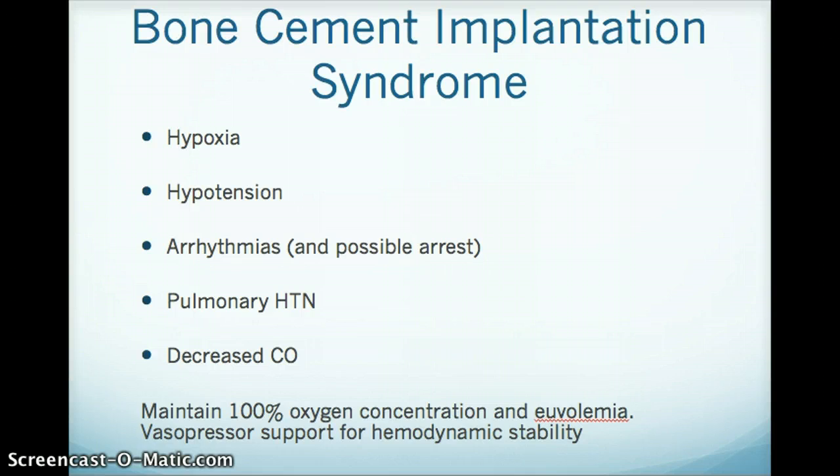The signs and symptoms of bone cement implantation syndrome include hypoxia, hypotension, arrhythmias, pulmonary hypertension, and a decrease in cardiac output. If these symptoms occur, provide 100% oxygen, ensure the patient's fluid status is adequate, and use vasoactive medications to maintain hemodynamic stability.